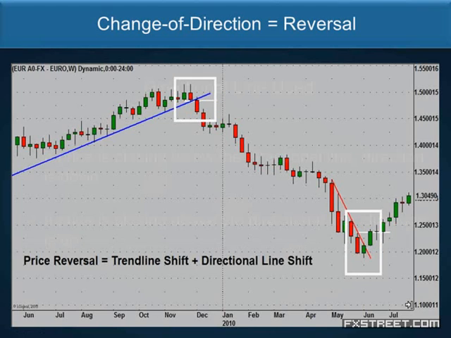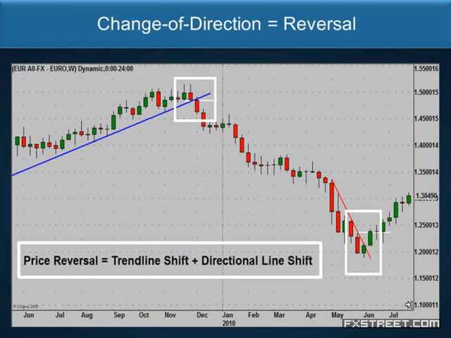Right here. Whoops. Too fast. Price reversal, trend line shift plus directional line shift. If it closes below the low of the highest closing candle and the trend line, that's a bona fide change of direction. That's a reversal.